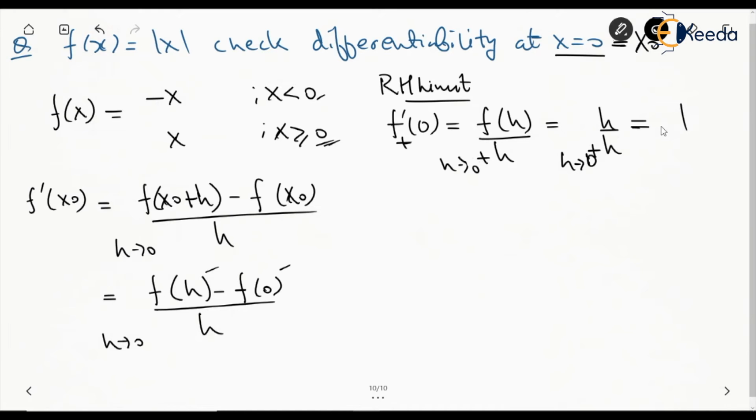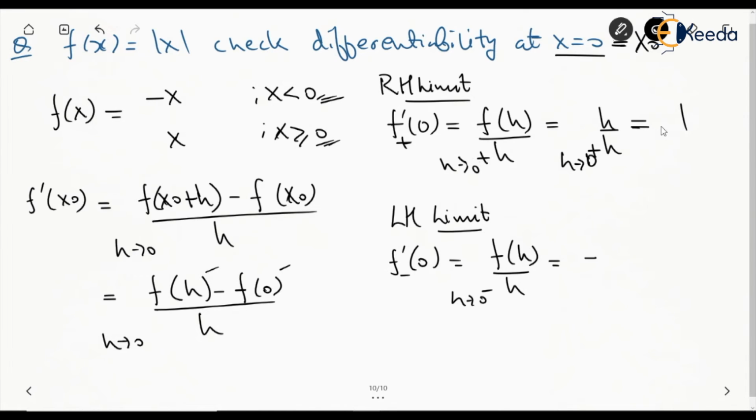And on the left hand, f dash at 0, this is minus, will become f of h by h for h tends to 0 minus. So 0 minus means less than 0, which is minus x. So this will be minus h by h for h tends to 0. Now we can directly write h tends to 0, and this will become minus 1. H and h get cancelled and it will be minus 1.